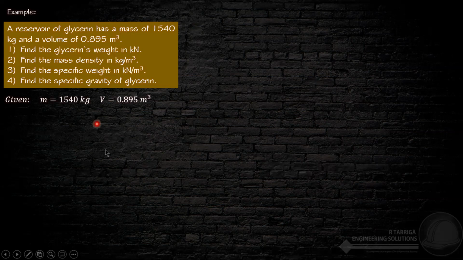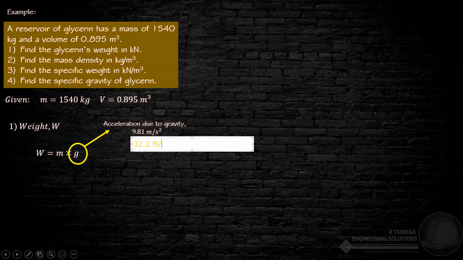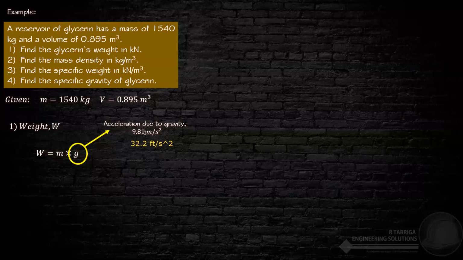The weight is the product of the mass times the acceleration due to gravity. Mass times gravity, where g is the acceleration due to gravity, 9.81 meter per second squared. Or in English unit, that would be 32.2 feet per second squared. Any of those is fine: if SI, 9.81; if English, 32.2.